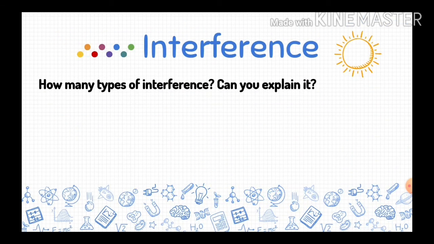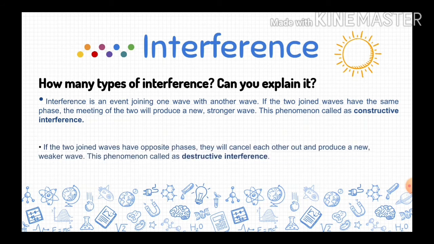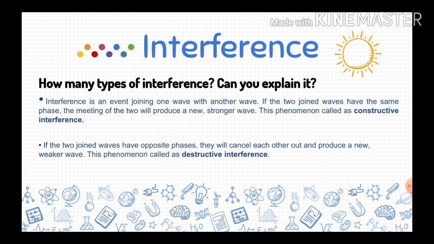Next, interference. How many types of interference are there? Can you explain it? Of course, I can explain it to you. Interference has two types. Interference is an event joining one wave with another wave. If the two joined waves have the same phase, the meeting of the two will produce a new, stronger wave. This phenomenon is called constructive interference. And the second type of interference is if the two joined waves have opposite phases, they will cancel each other out and produce a new weaker wave. This phenomenon is called destructive interference.